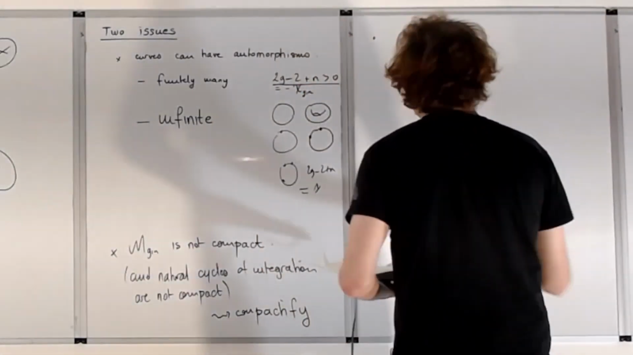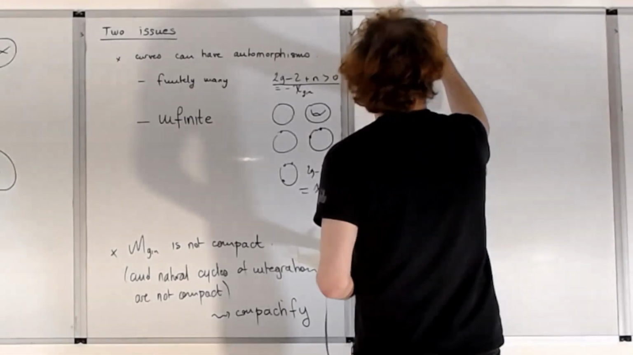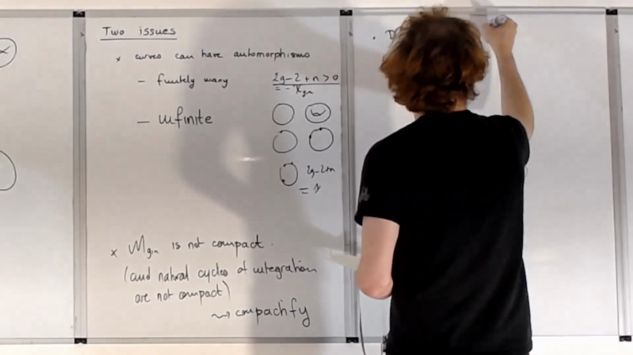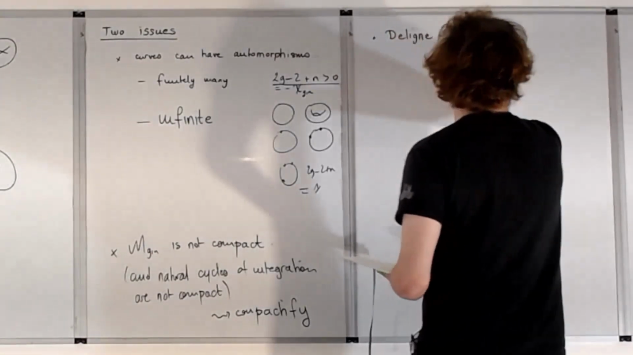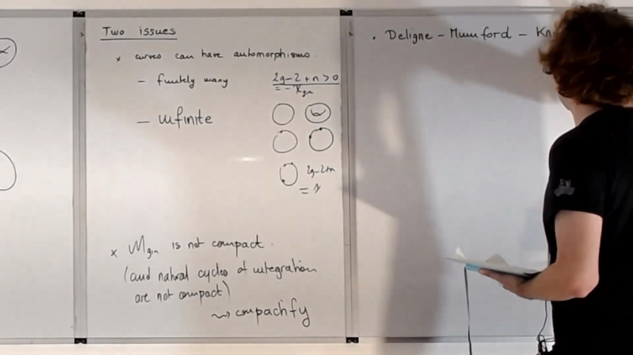So for the compactification, there is one which is particularly suited here. It was described by Deligne and Mumford in genus 0, and then Knudsen in any genus.